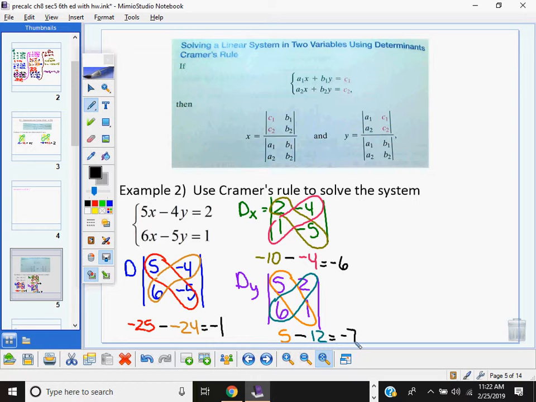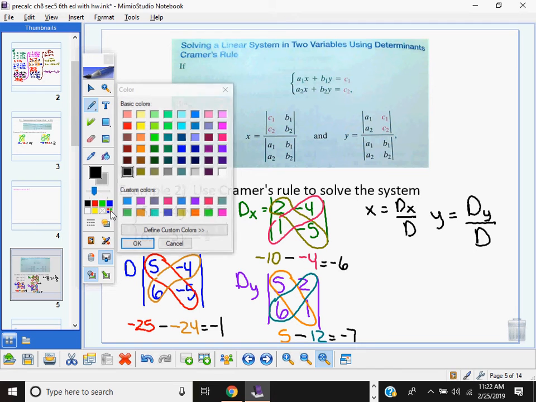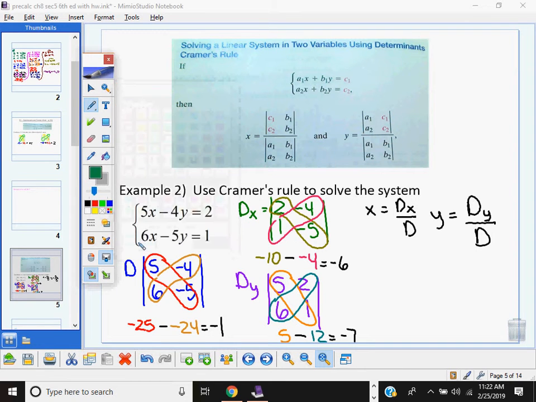Now what we do to actually get our answers, to get the x, you're doing the determinant of x over the determinant. To get your y, you're doing the determinant with the y's over your regular d. So let's do that. For x, dx is equal to -6. We had it right here. And the regular d was the first one that we found, and that would be the -1. So x is equal to -6 over -1. X is equal to 6.